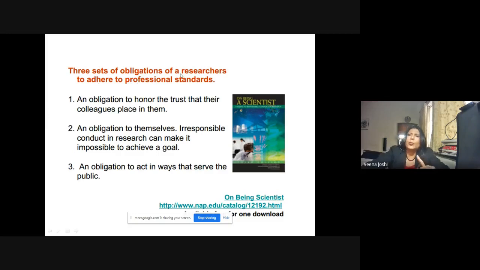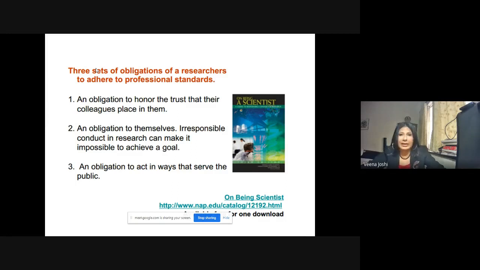Three sets of obligation of researchers to adhere to professional standards. An obligation to honor the trust their colleagues place in them. I have trust placed in me. This will bind you. This is the most valuable thing; you can't trade it for anything. The trust of my teacher, of society, of my fellow colleagues, and of the world.